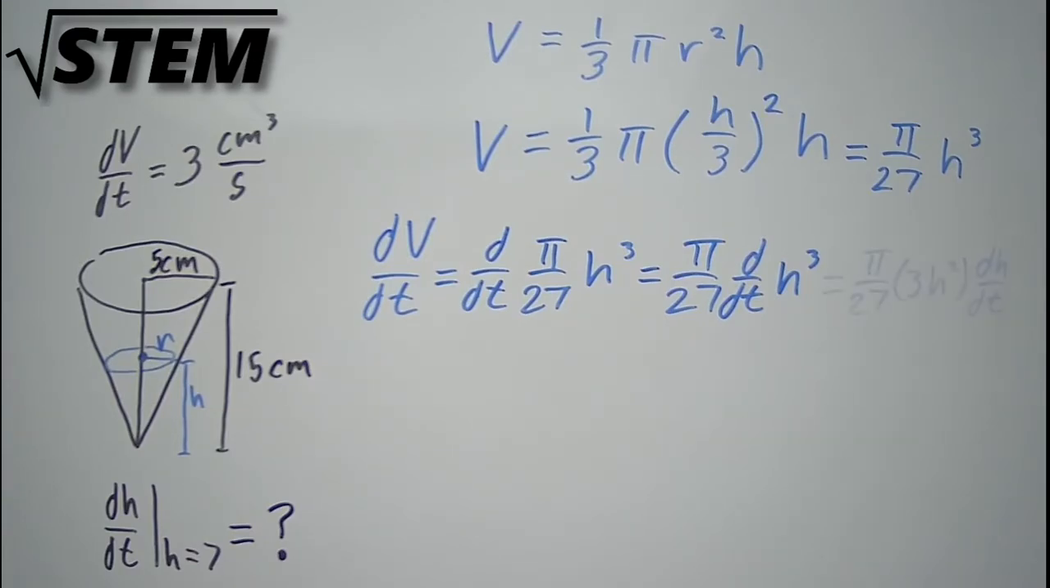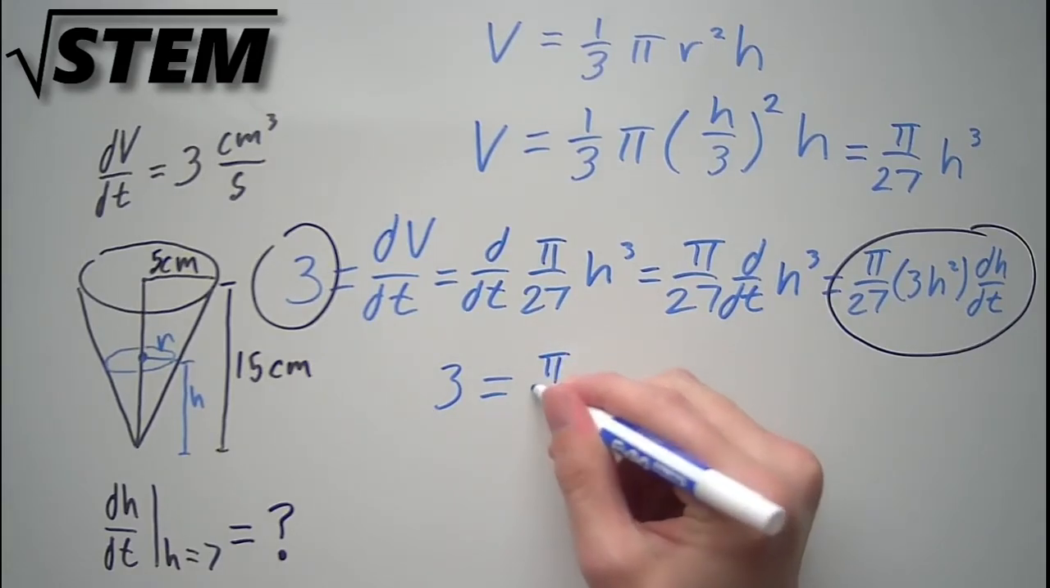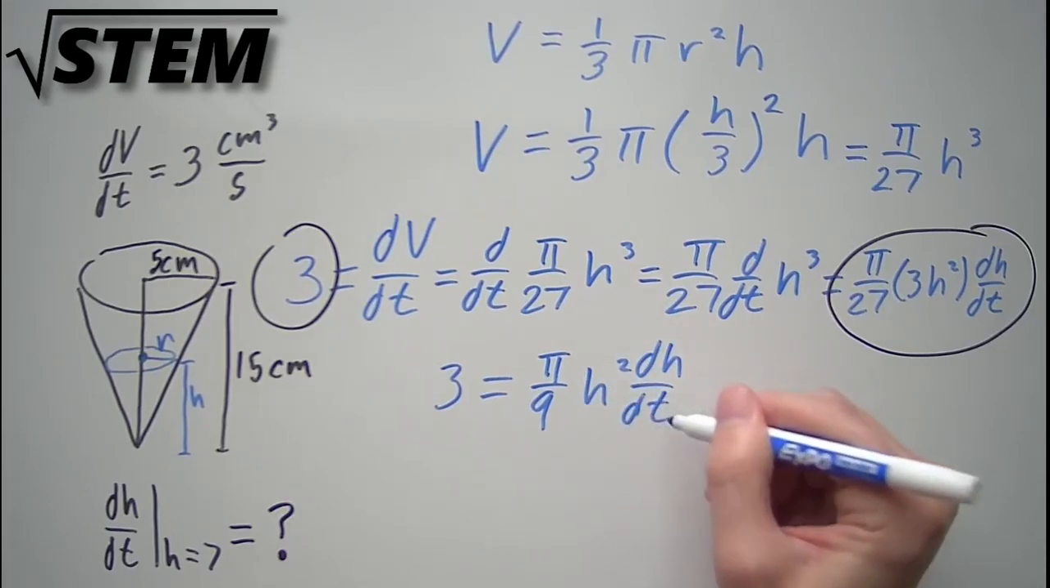Using our power rule, we'll bring down the exponent of 3 and reduce the exponent by 1, giving us pi over 27 times 3h squared. And because this is implicit differentiation, we'll also get an instance of dh/dt at the end. We can now set this whole thing equal to 3 and solve for dh/dt. If we simplify this a little bit, we'll get that 3 equals pi over 9 times h squared times dh/dt.